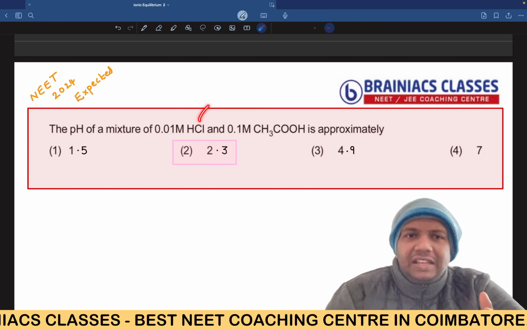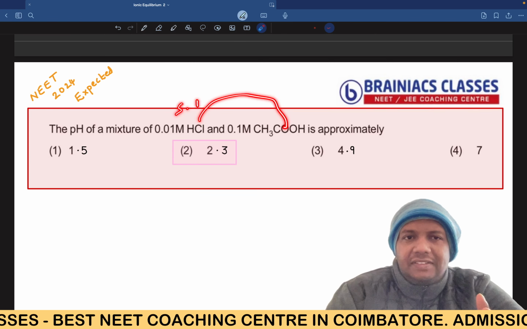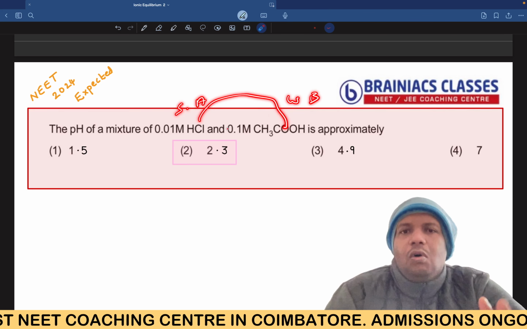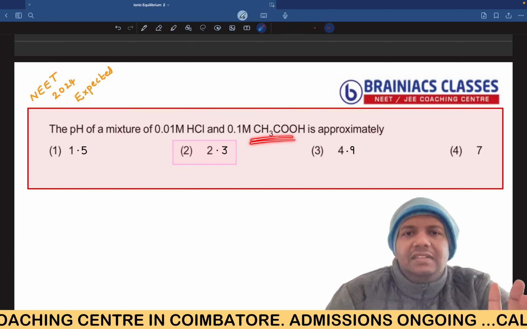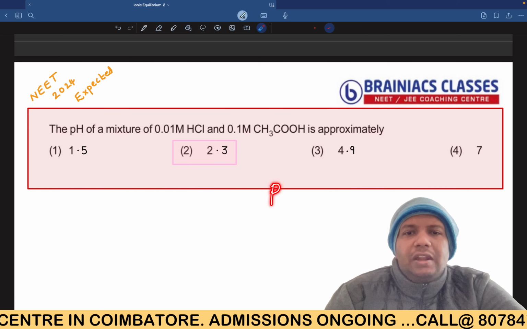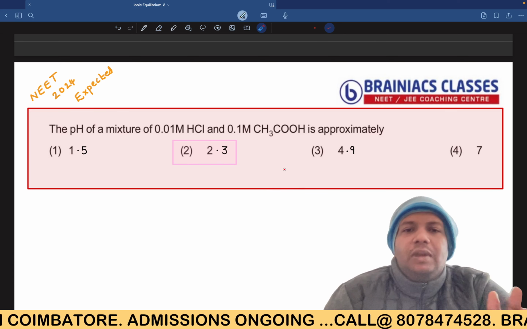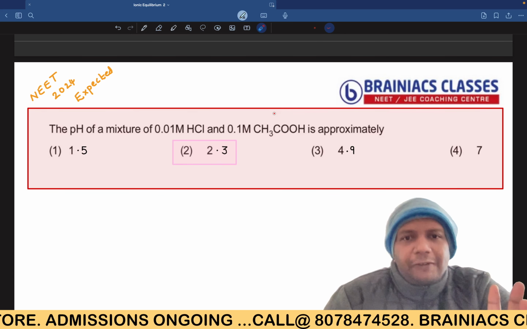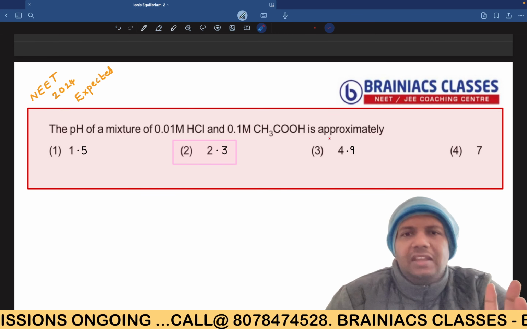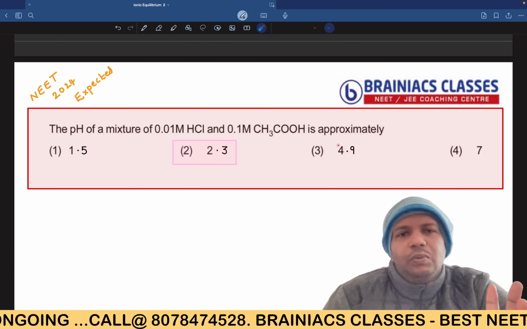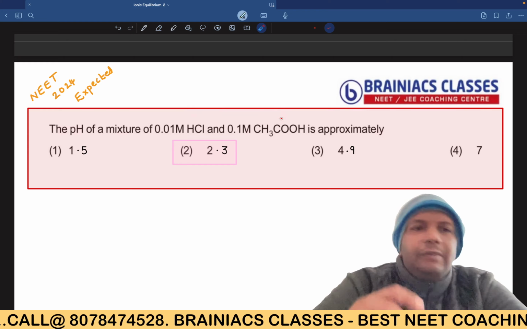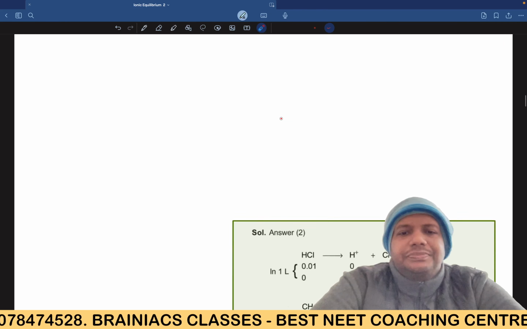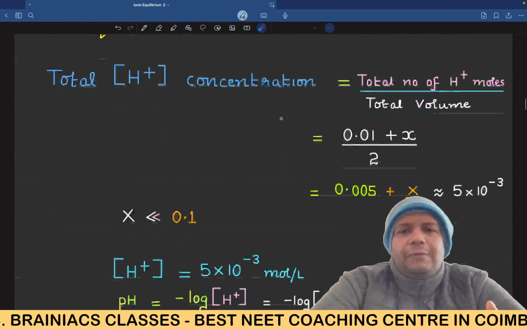Understood? Whenever there is a strong acid and weak acid combination, always check like this. If you are given the pKa value and all, you can consider it as a buffer formation and do it that way. Here pKa is not mentioned, so we can do it like what I have explained in the question. I hope it is clear for you.